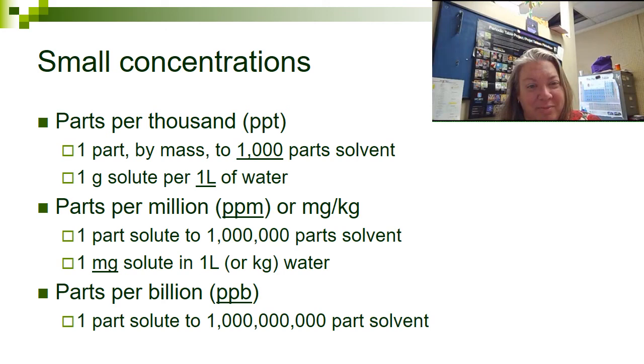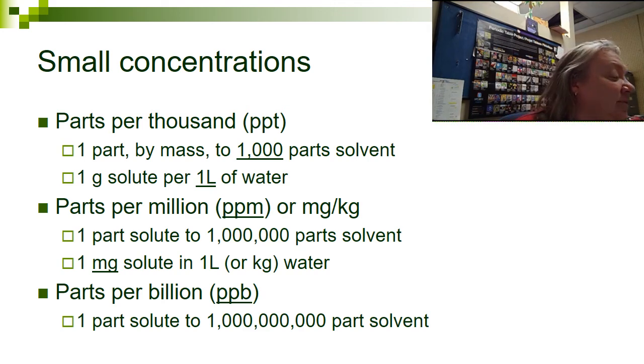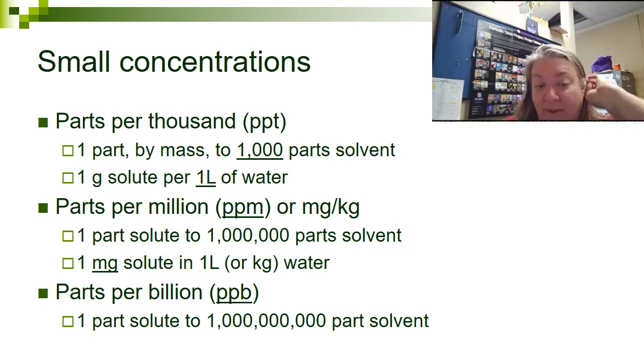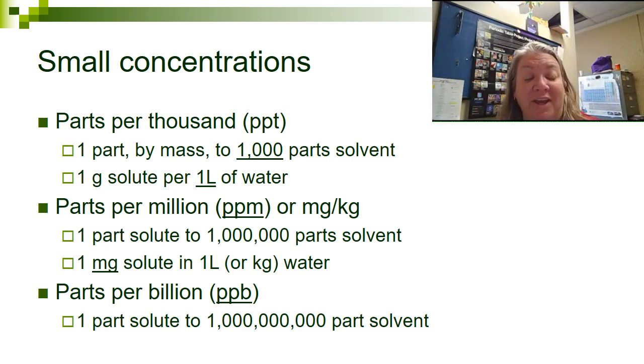That's not very much, but we're going to see that as we start looking at certain contaminants, we do measure parts per million, milligrams per kilogram. We'll also deal with that when we start talking about toxicity in a few chapters. The last one is if you want something even more dilute, this is parts per billion, 1 part solute in a billion parts solvent. So that's a little bit about how we can measure concentrations.